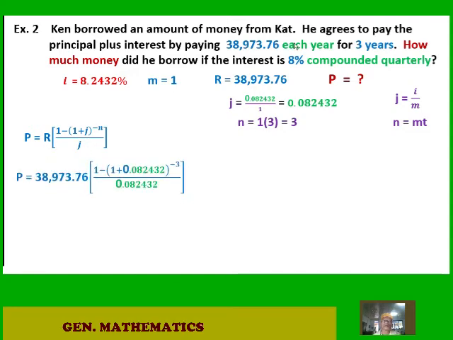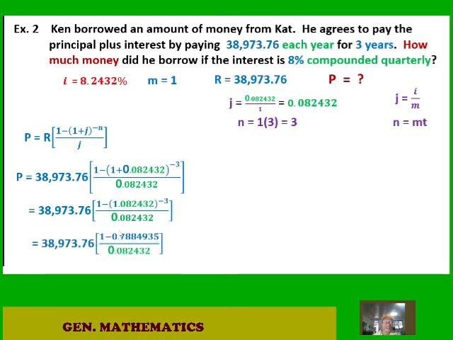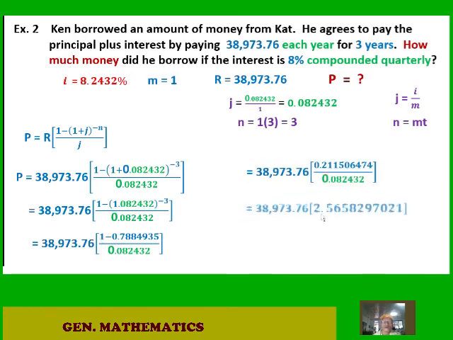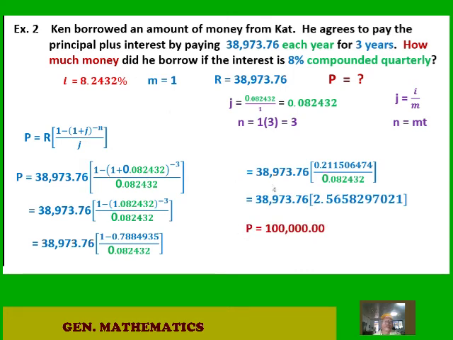R is the payment every year. J is this value. N is 3. Add and raise to negative 3. Subtract this from 1. Then divide by the denominator. Then multiply. In other words, Cain borrowed 100,000 pesos. Then he paid 38,973.76 each year.